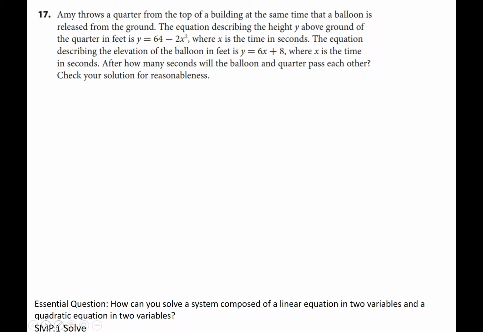All right. We've got Amy. She throws a quarter from atop of a building at the same time that a balloon is released from the ground. The equation describing the height y above the ground of the quarter in feet is this, where x is the time in seconds. The equation describing the elevation of the balloon in feet is this, where x is the time in seconds. After how many seconds, notice we need to know the seconds, which means we're only having to solve for the x value. We don't have to worry about the y value. Will the balloon and the quarter pass each other? Check your solution for reasonableness.